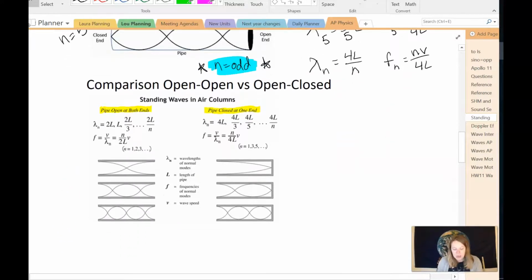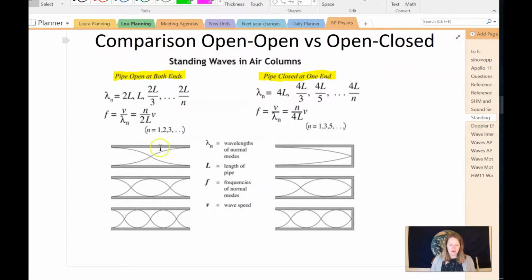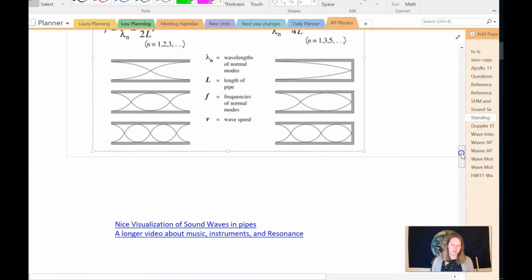So this is just a comparison of the two side by side. We can see that the pipe that's open at both ends is very symmetric, whereas the pipe that is open at one end has this odd symmetry, which results in us having to look at just odd integer numbers if we're coming up with a generalized expression for the frequency. And again, you don't need to have these memorized. You can always draw the picture and look at the geometry to figure it out.